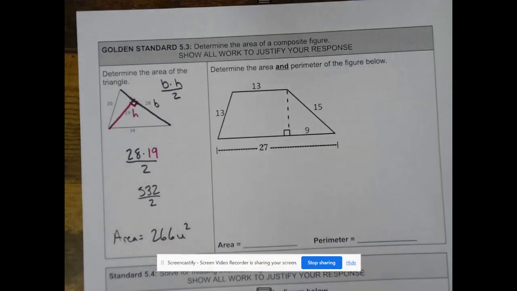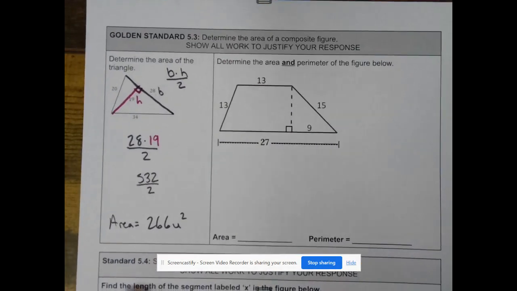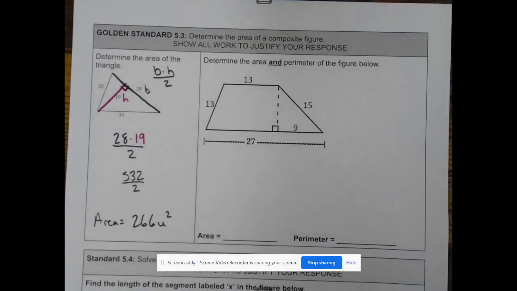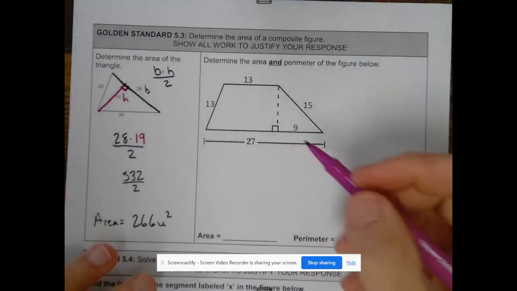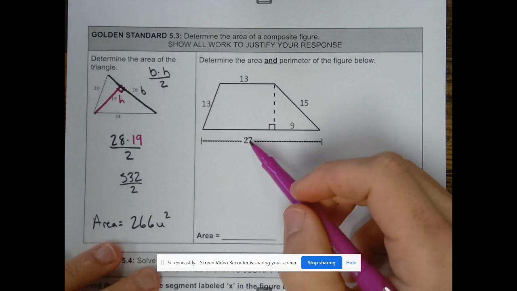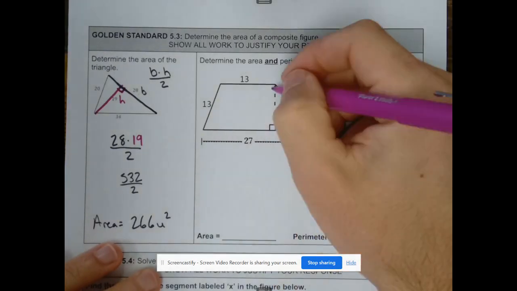All right, now determine the area and perimeter of the figure below. Combining a few things. My strategy, my favorite, is to cut it up into rectangles and right triangles. You may prefer to make a bigger shape and then subtract. Either way works. First step, let's see what we know. 9, 15, 13, 13, 27. Okay, I got a right triangle there. That feels good. I like that.